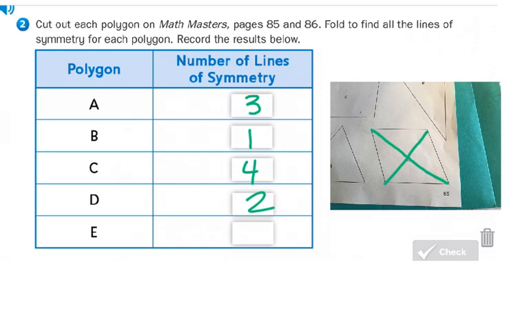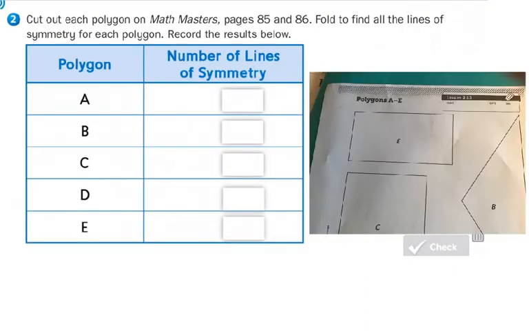1 more shape for that page. So just reminding you what so far we've had. E is a rectangle. Go ahead and cut out rectangle E, fold it to figure out how many lines of symmetry. Go ahead and pause the video.